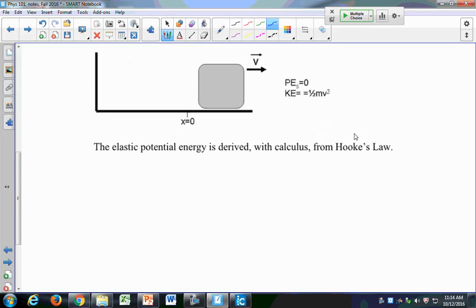Now we can derive this elastic potential energy. It's not a terribly difficult derivation, so I'm just going to do it for you. You're not responsible to know it, but if it helps you understand better, that's great. The potential energy is equal to the negative of the work. If I do work on an object, I change its potential energy by that amount, but negated. This is equal to the integral of negative f dx. That is, I'm applying a force over certain distances, and I add up the product of f and x.